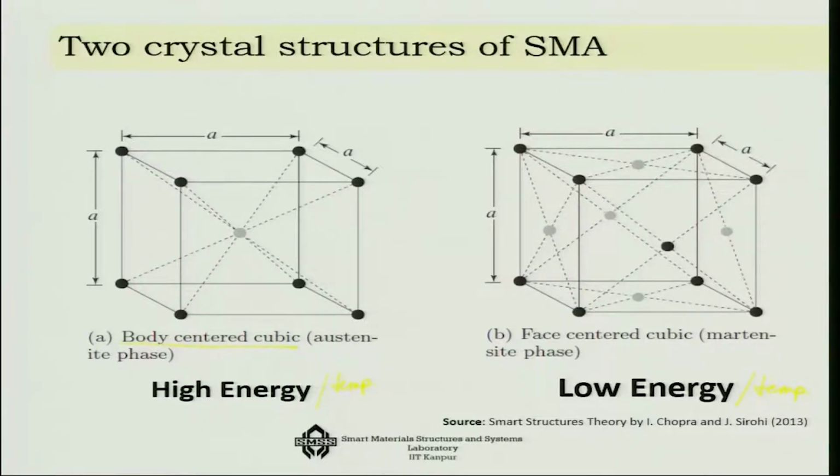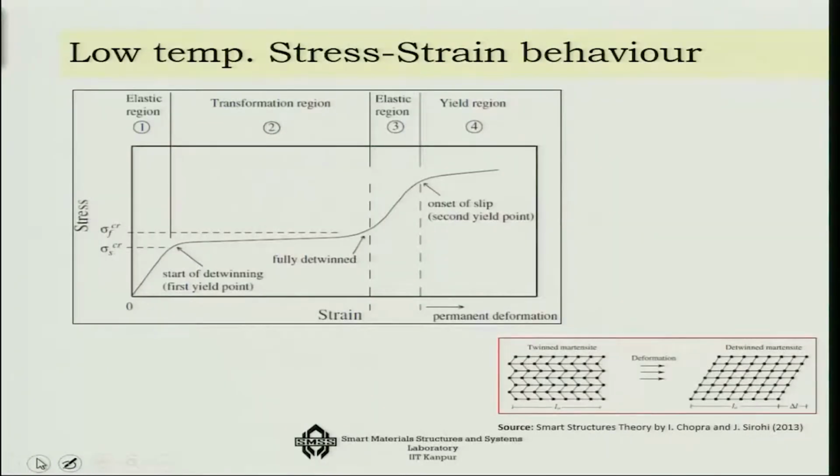Okay, so here are the nickel and titanium atoms in this system, and you get it in the face centered form of the system. Now these are the two crystal structures. How does it behave? Let us first consider the low temperature stress strain behavior.